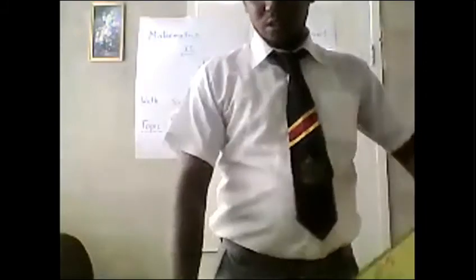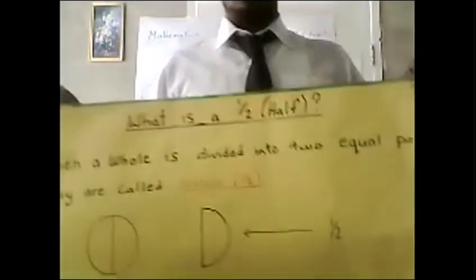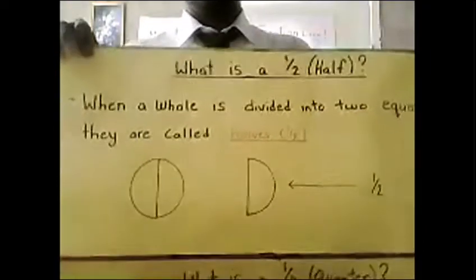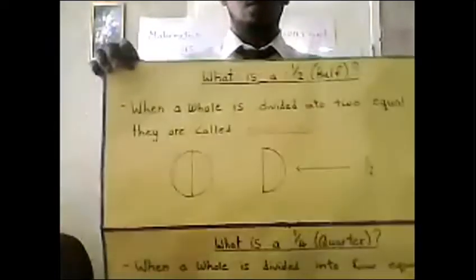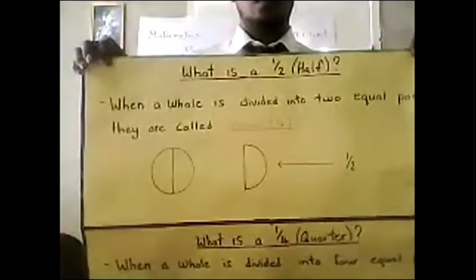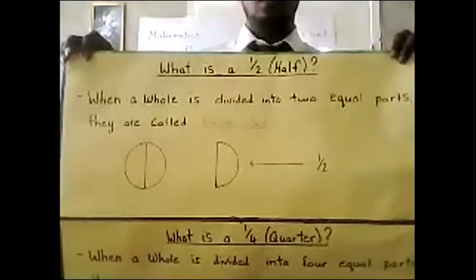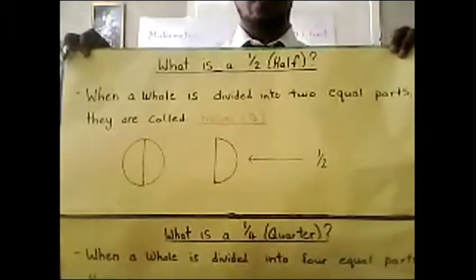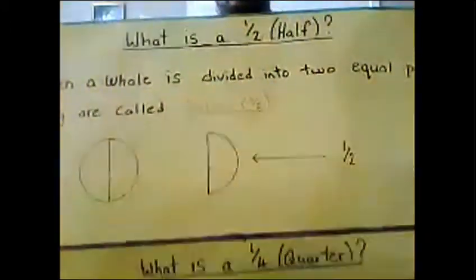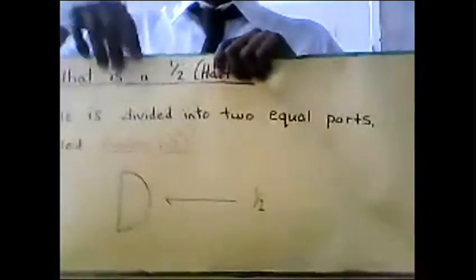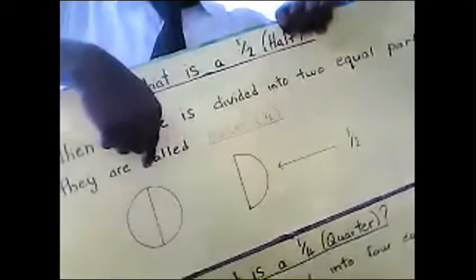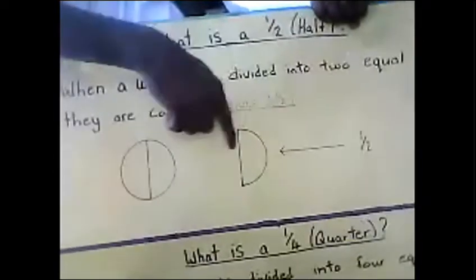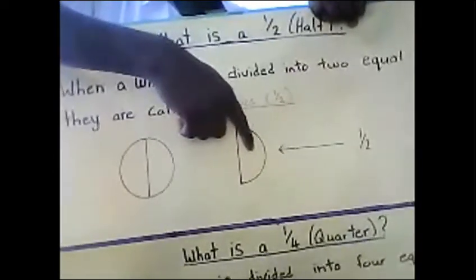So now we have the definition for what are halves and what are quarters. What is a half? When a whole is divided into 2 equal parts, they are called halves. See here we have a circle divided into 2 equal parts. Then you have the half alone, 1/2.